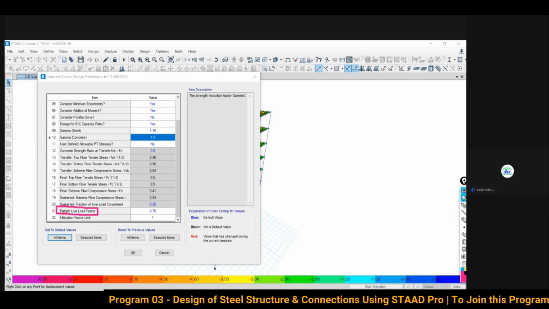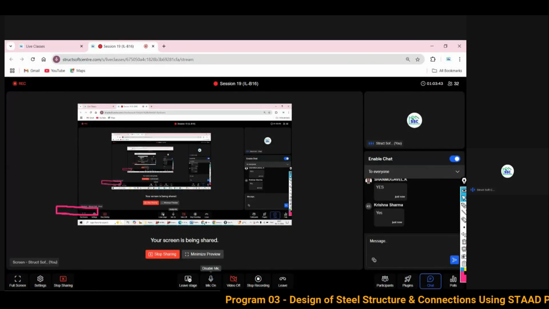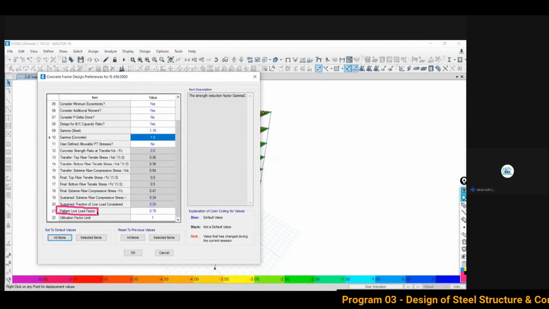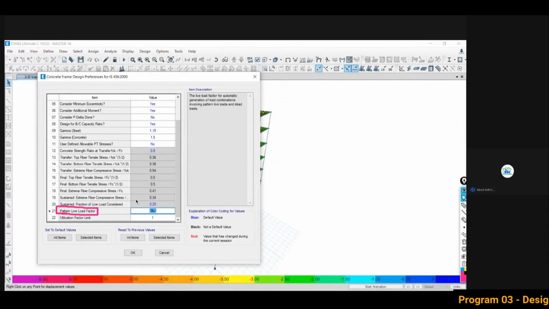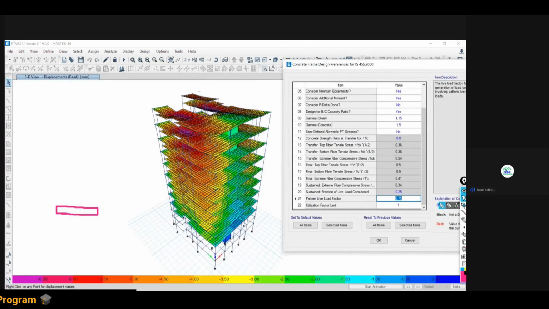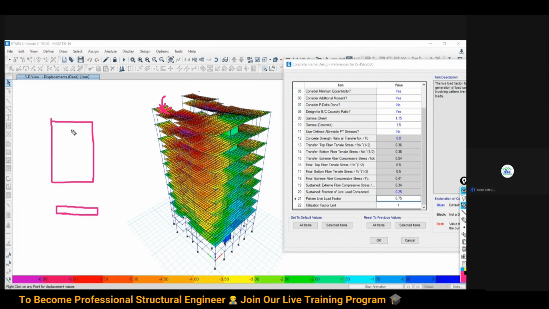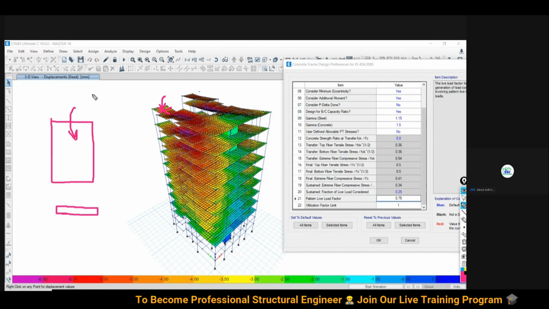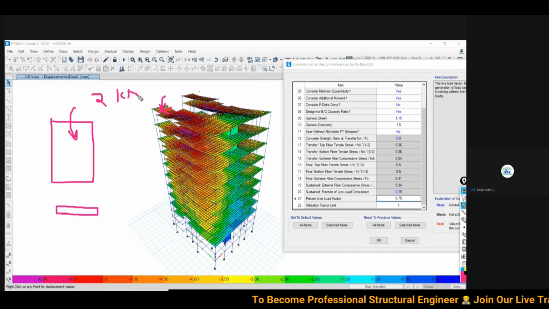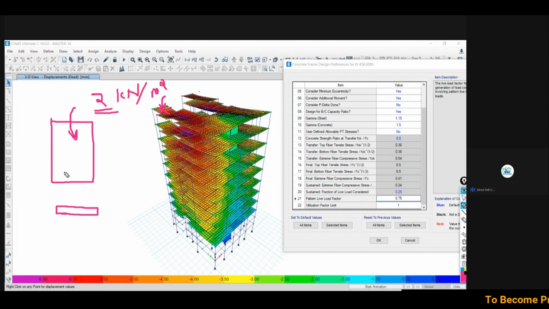The next important thing to discuss is the pattern live load factor. This is another very interesting and important topic to understand. Whatever live load you have considered over the slab, in general, is 2 kilonewton per meter square. I have given the clarification. Sometimes beginners consider 2 kilonewton over the entire floor.